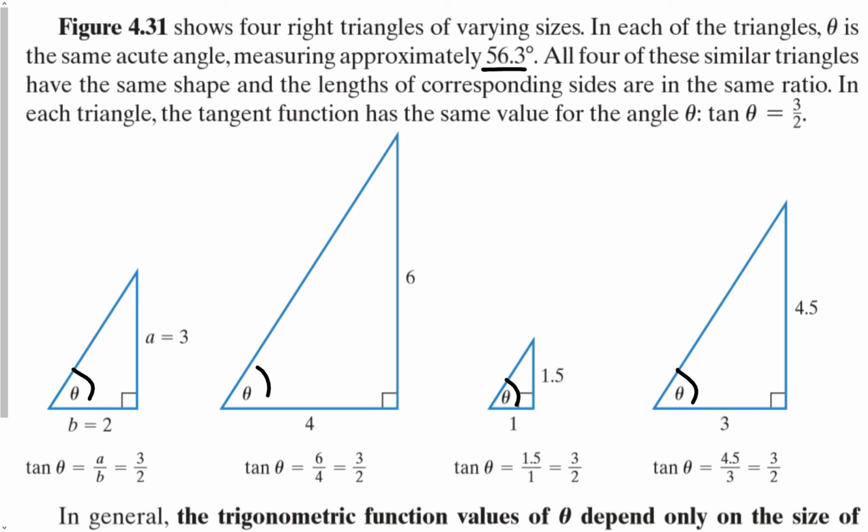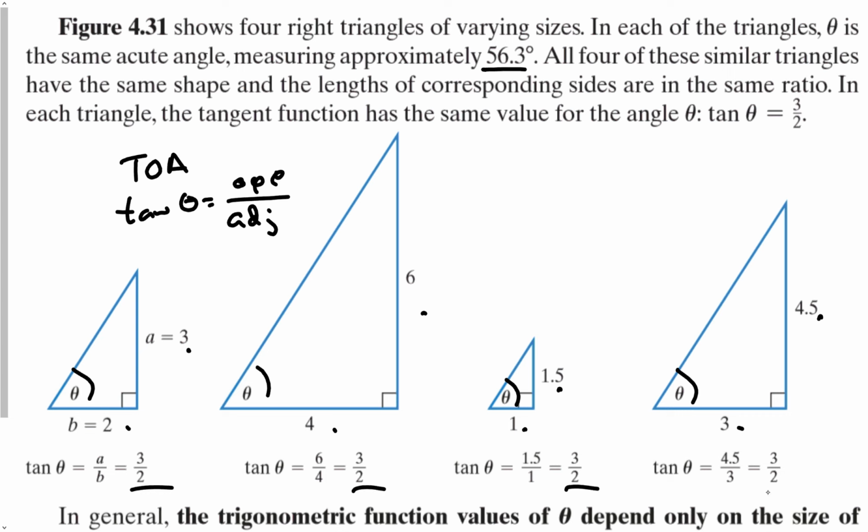Okay, and it also means that the tangent in all of these, remember tangent, the tangent of theta would be the opposite side over the adjacent side. So it would be 3 over 2 here, 6 over 4 here, 1.5 over 1 and 4.5 over 3 are all going to be the same. They're all going to reduce to 3 over 2.